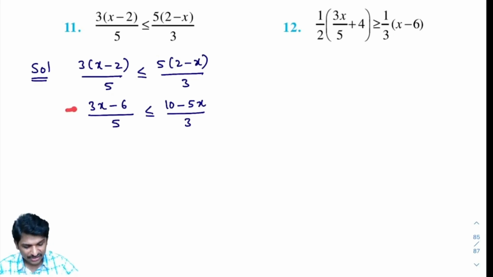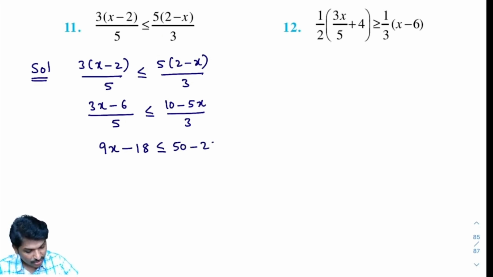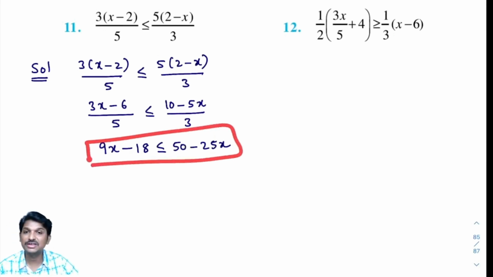Actually, first I need to multiply with 5 on both sides, and next multiply with 3 on both sides. It's not necessary, you can just cross multiply, but make sure these two are positive real numbers. Now you can cross multiply. What you will get: 3 into 3x is 9x, minus 6 threes are 18, less than or equal to 50 minus 25x. Now I got a simpler form.